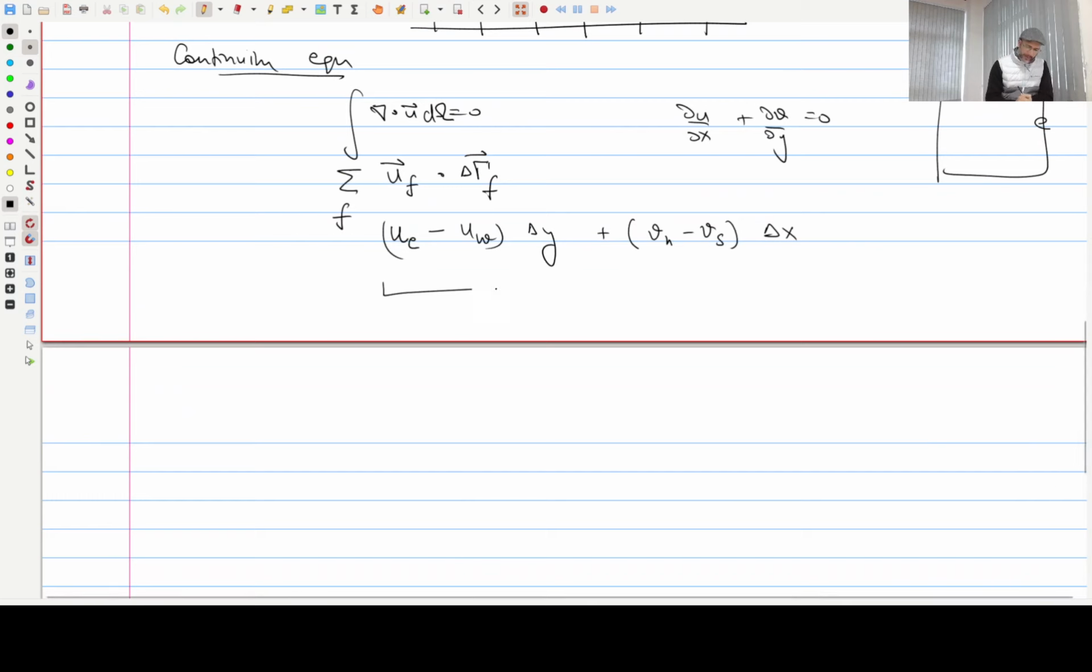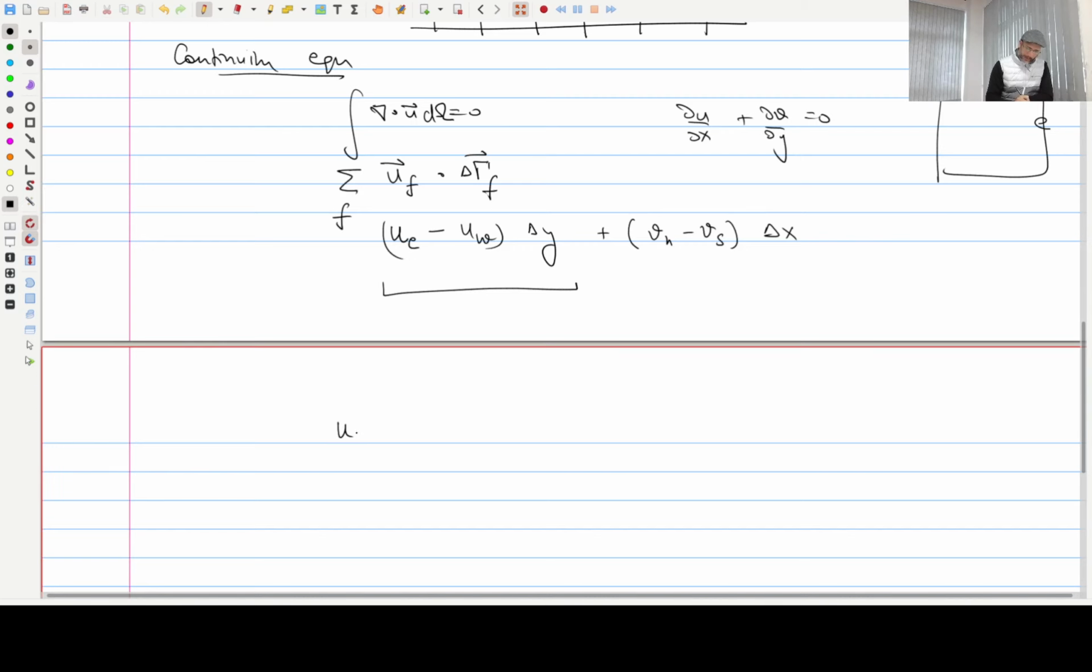Now let's look at only this term for now. Now u east will be written in terms of nodal values. So there'll be u on the eastern face plus u on the P face, divided by 2. That is how you can use linear interpolation again for finding the eastern face values. And you can see where we are getting at here.